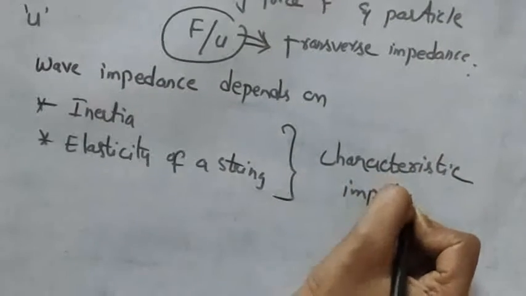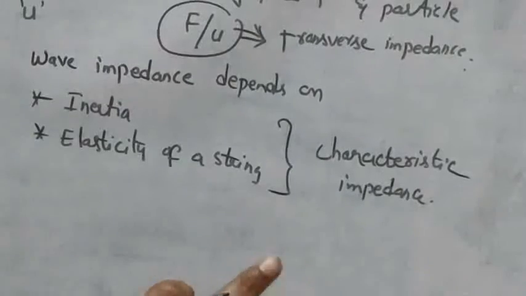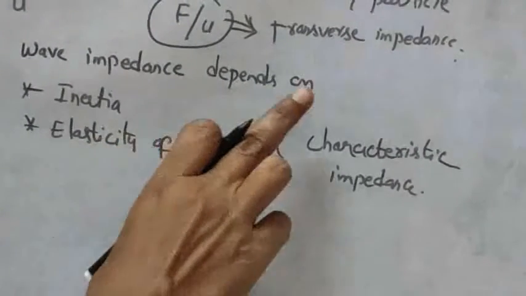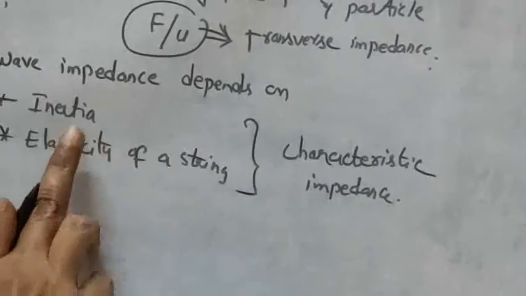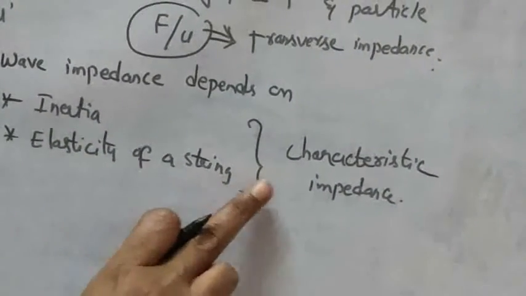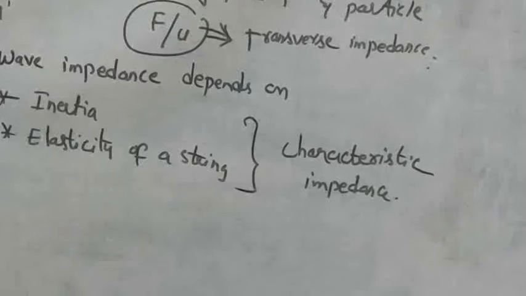Why are we calling this transverse impedance the characteristic impedance? Because the wave impedance depends upon mechanical properties like inertia and elasticity. So we are calling it the characteristic impedance.